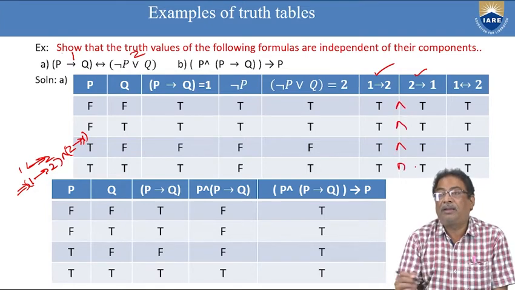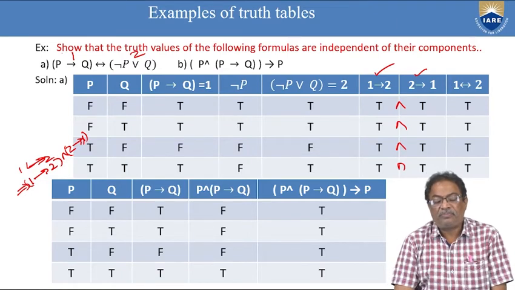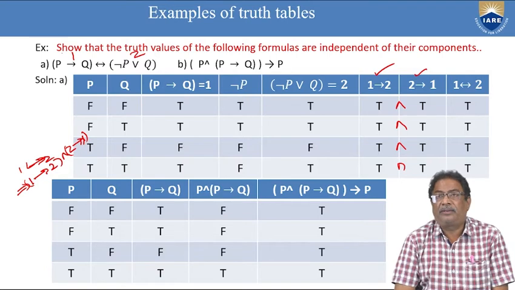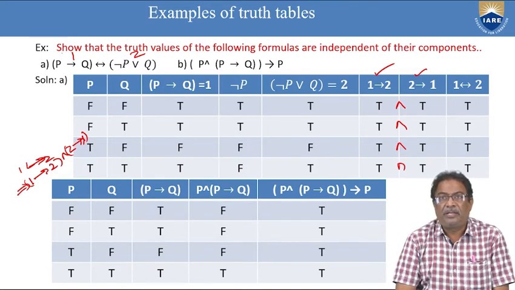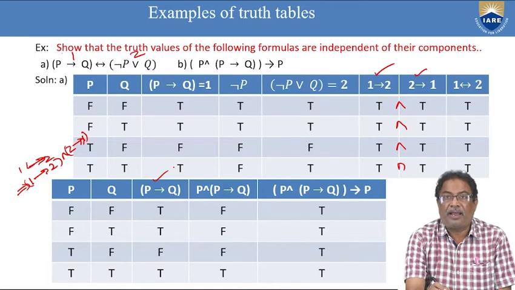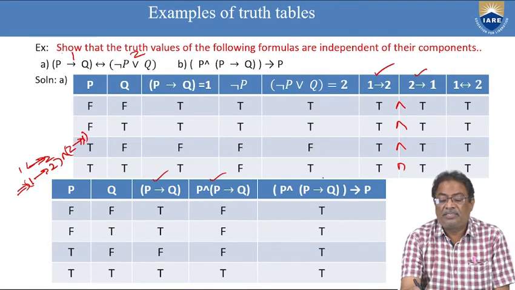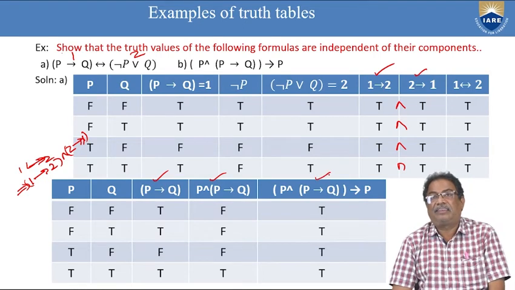So then ultimately all are true. So I'm going to get the final value is true. And the second example is also: if P and if P then Q, then P. So first, if P then Q is calculated. After that, P and (if P then Q) is calculated, and then I'm taking the final result like this.